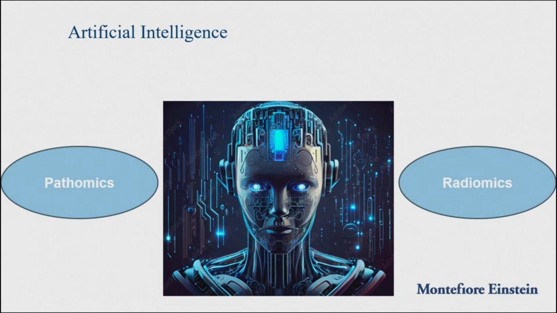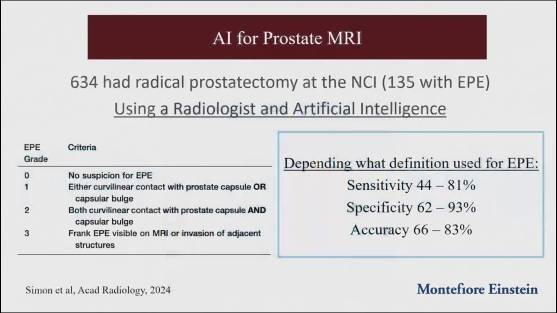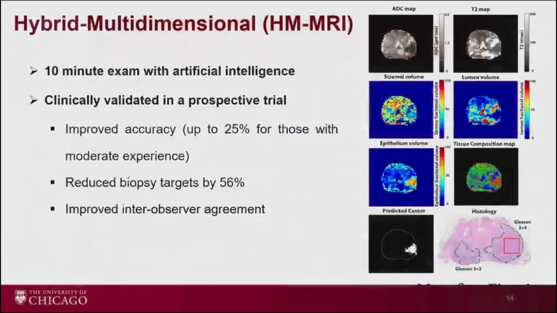This is just a very, very huge subject in and of itself, and the boom is in pathomics and radiomics. This is a study from last year, 634 men who underwent a radical prostatectomy, 135 of whom had extraprostatic extension, and they used the radiologist to review the MRI from prior to the radical prostatectomy, as well as an AI algorithm to look for the detection of extraprostatic extension afterwards. The AI algorithm was essentially a 10-minute exam.